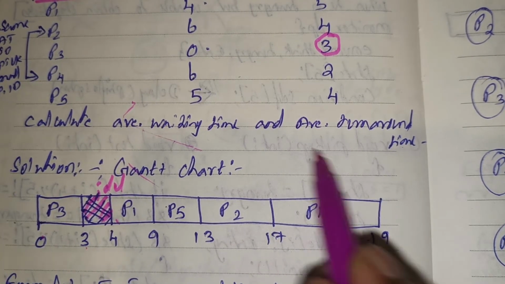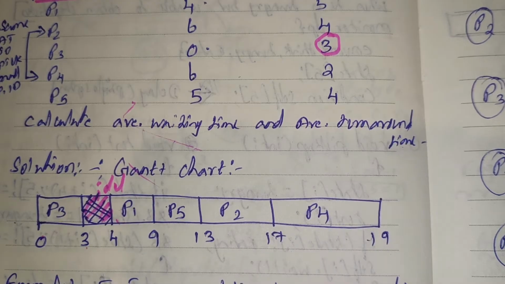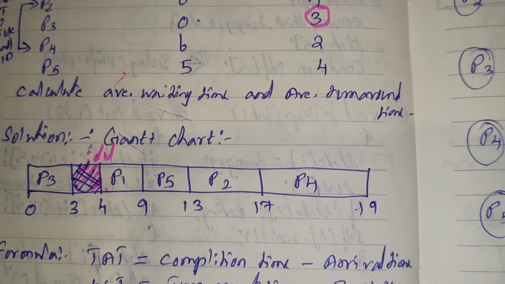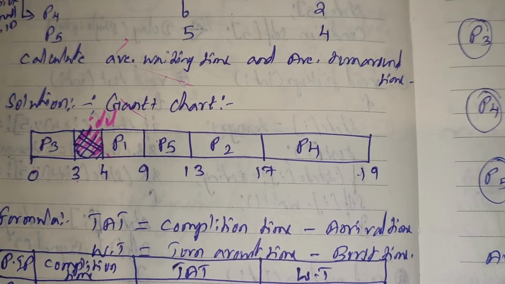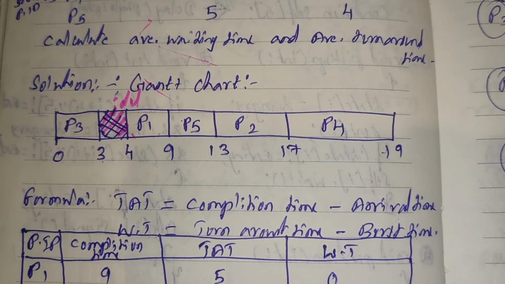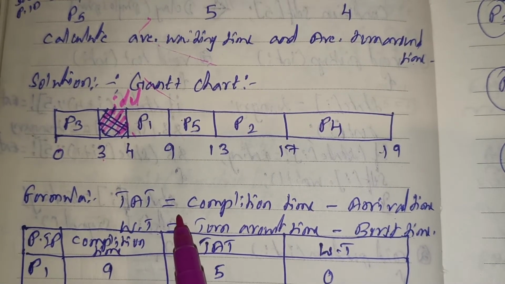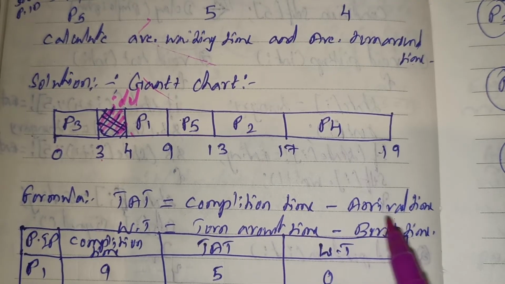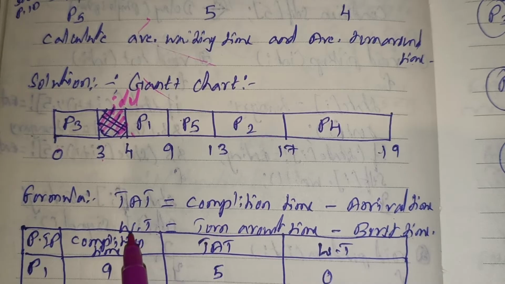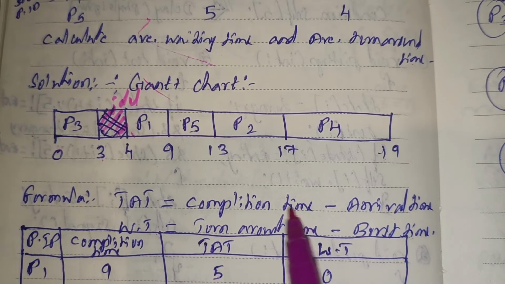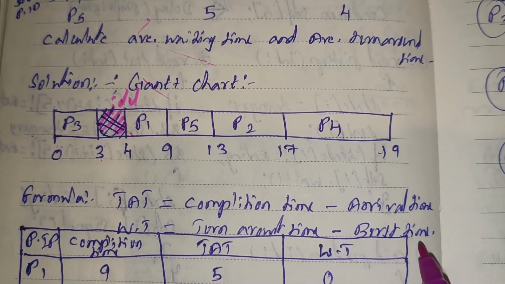This particular chart plays a very important role, which is going to lead you to find total turnaround time and waiting time. Now the formula here is very clear. Turnaround time is equal to completion time minus arrival time. So this is the formula to find turnaround time. Waiting time is equal to turnaround time minus burst time.